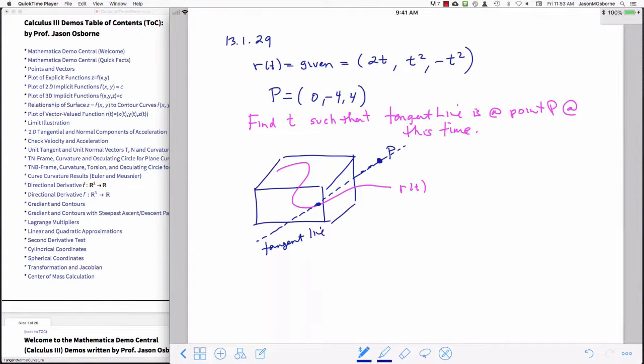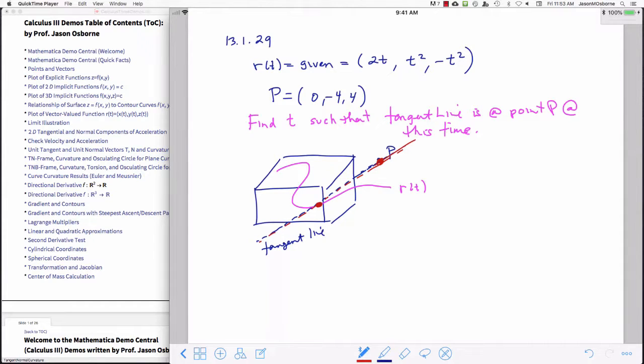Find the values of t so that the tangent line to the given curve contains the given point. Okay, there is our problem. Interesting. At some point along this curve we have a tangent line, and this tangent line is supposed to contain the given point. So this point P will be on this tangent line at some point.